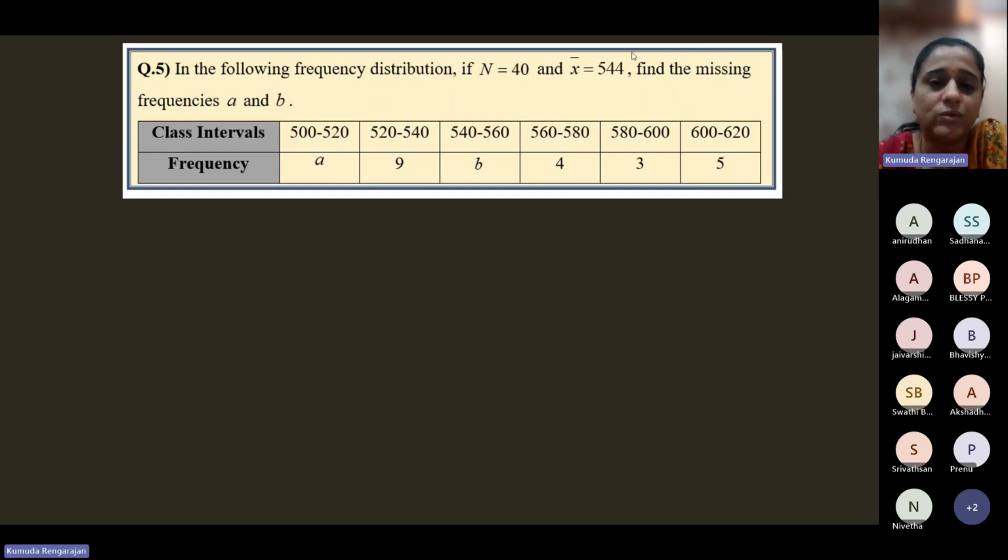In the following frequency distribution, if N, I told you what is N, sigma Fi is 40 and X bar is 544. Find the missing frequencies A and B.